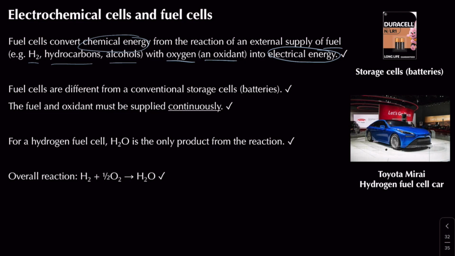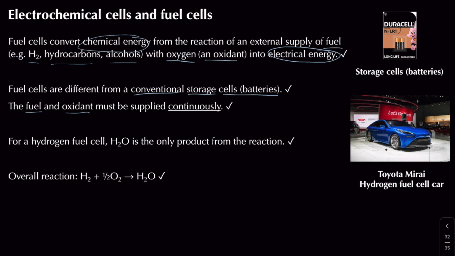Now fuel cells, they're going to be different compared to conventional storage cells, which we've already come across, and we of course know these as batteries. And the main difference actually between the two, of a fuel cell and of course a conventional storage cell, is that when we look at a fuel cell, the fuel and the oxidant, we must supply that continuously, whereas of course in a storage cell that energy is already stored and we don't actually have the same process involved.